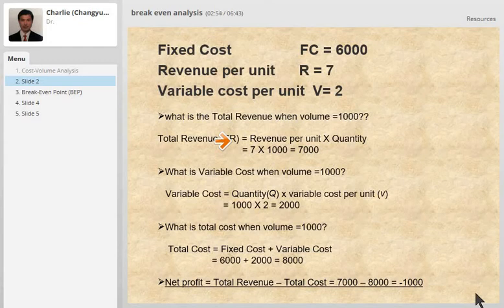Now next we look at the variable cost when volume equals 1,000. We know variable cost equals quantity times variable cost per unit. Now we produce 1,000 units. Each unit we pay $2. So the total is $2,000. That is our variable cost.